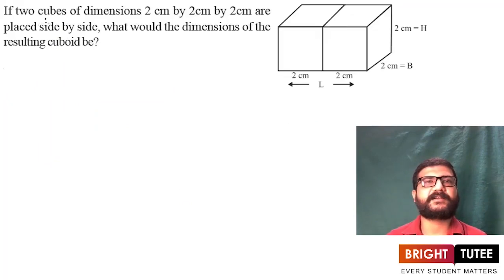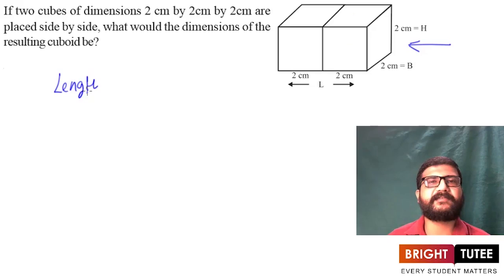Now let's try this question. The question here is, if 2 cubes of dimension 2 cm by 2 cm by 2 cm are placed side by side, what would be the dimension of the resulting cuboid? So here, as we can see, this figure is showing 2 cubes which are placed side by side, and the resultant is a cuboid. By attaching 2 cubes, what we are getting here is a cuboid. Now what is the length of that cuboid? As we can see here in the figure itself, length will be 2 plus 2. So length is 4 centimeters.